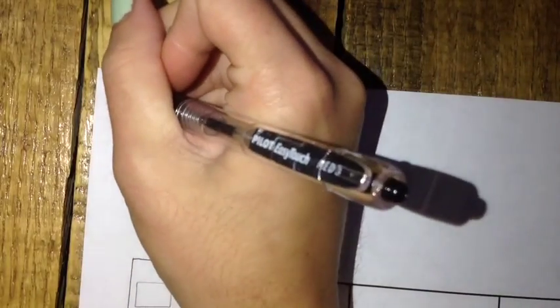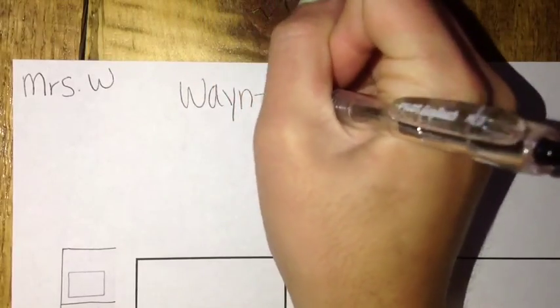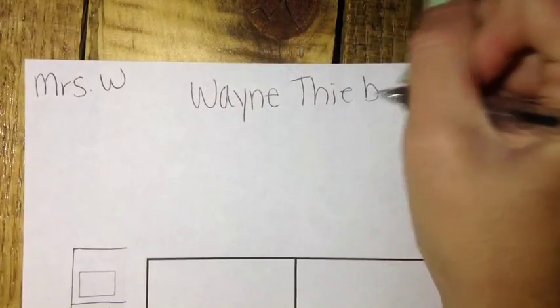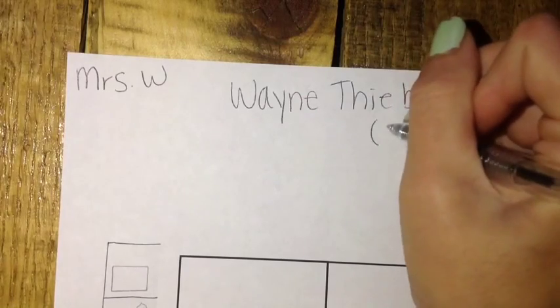Alright, so today we are going to be drawing some different desserts inspired by the artist that we have been talking about, Wayne Thiebaud. So make sure you write your name on your paper. And then why don't you all write Wayne Thiebaud. And this is how you spell his name, but you say it like this. Thiebaud.